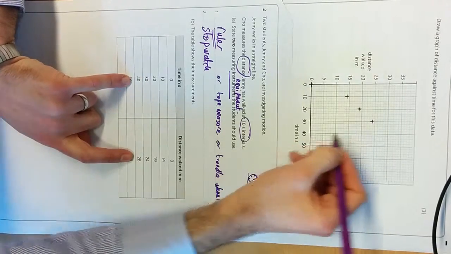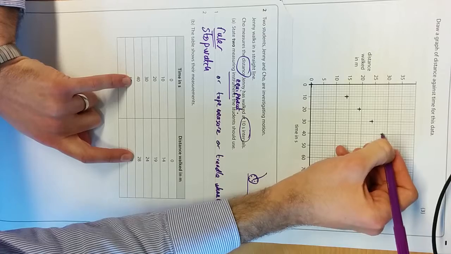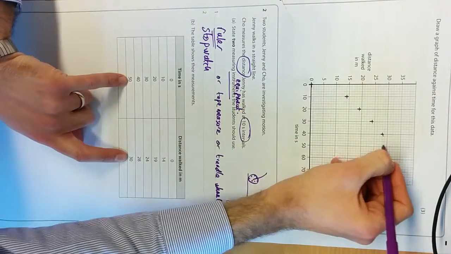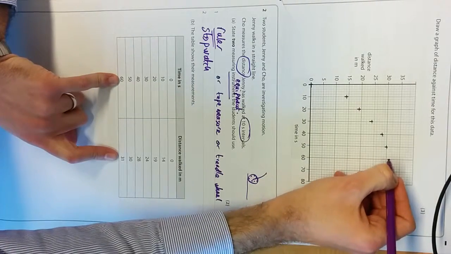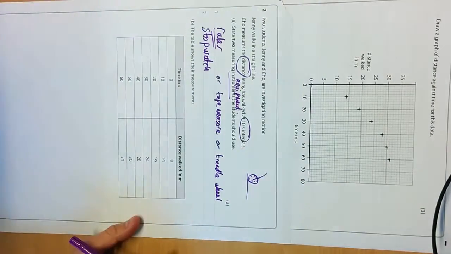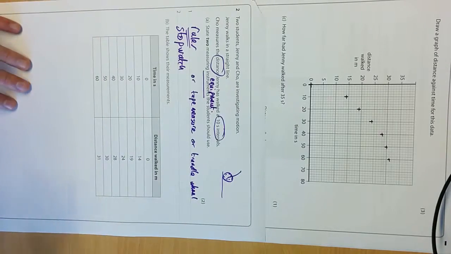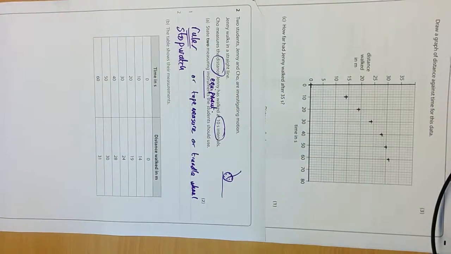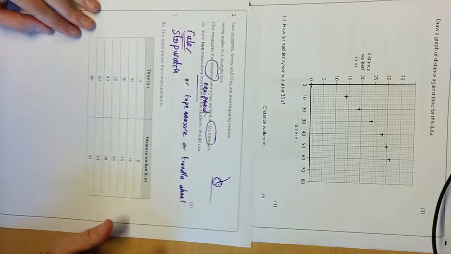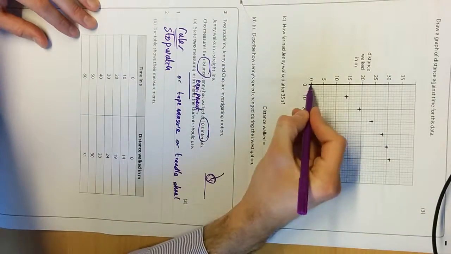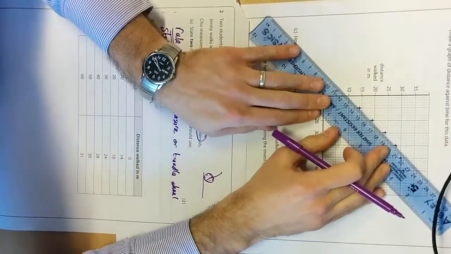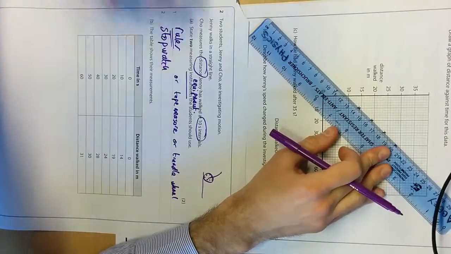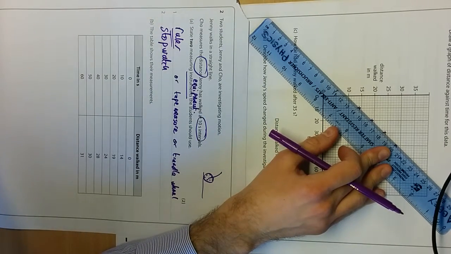In 40 seconds, 28, so I would put a cross there. 50 seconds, 30. 60 seconds, 31. Okay, so that is our graph. Now, I would expect you as well to join up the dots with a smooth line, although actually I think possibly this bit might be a straight line. So we might want to put a straight line in there.